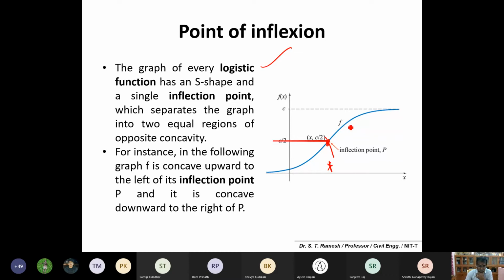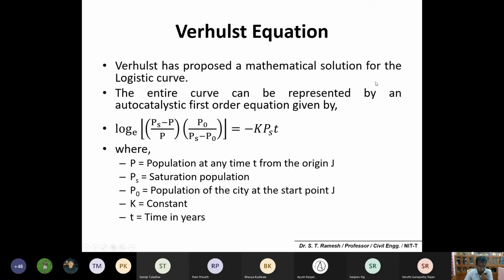Now you just see the part on the right-hand side is concave upward, and the part below the inflection point is concave downwards. Please remember, the center point which divides the population curve into two equal regions of opposite concavity is called the inflection point.